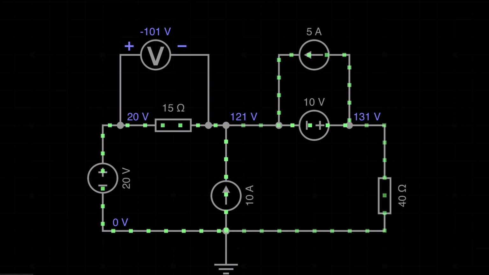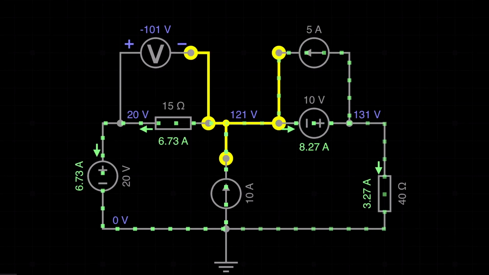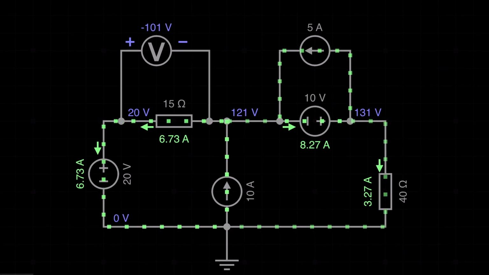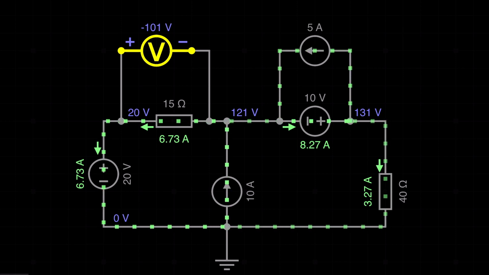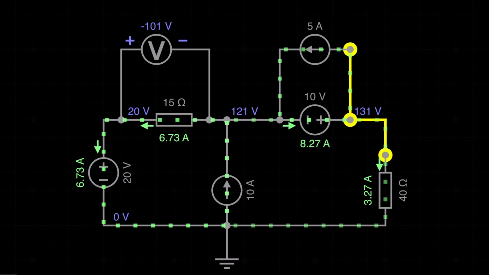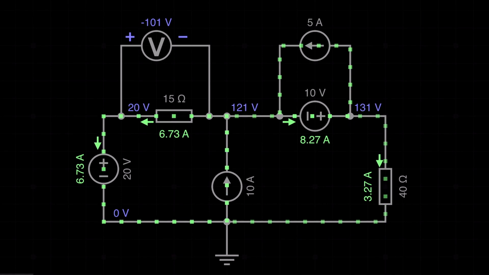So you can see here, this is plus, this is minus, right? So this node is marked plus and this node is marked minus, which is what we assumed in the first V15. So you can see the voltmeter reading is minus 101 volt, exactly the same as our theoretical answer, right? And you can see here this voltage V1 is 121 and this voltage is 131, the same as our calculation, right? So this is the concept of the supernode.